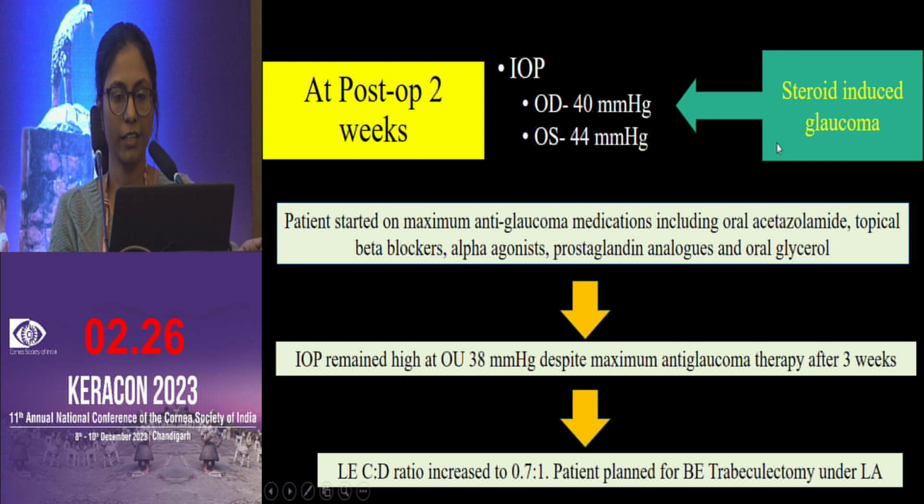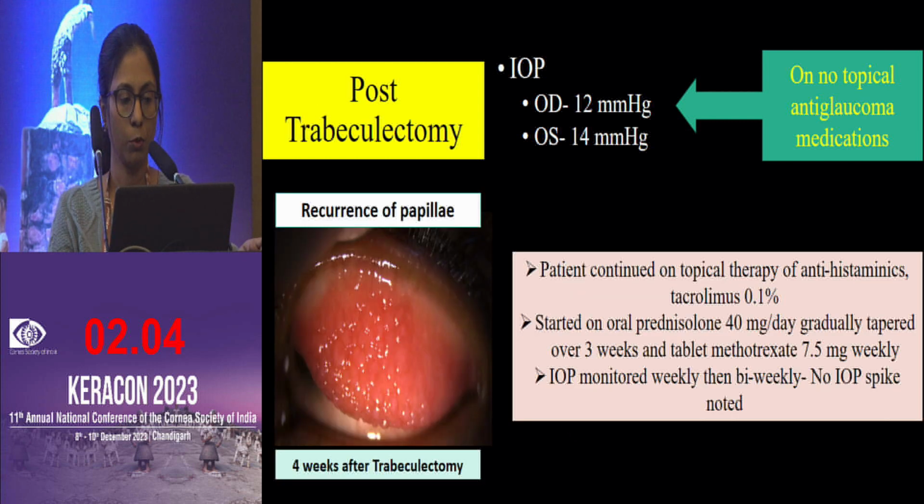Thus the patient was diagnosed as steroid responder, and he was treated on maximum anti-glaucoma medications. But the IOP still remained high despite maximum anti-glaucoma medications for 3 weeks, and there was also an increase in the cup disc ratio. So the patient was planned for both eye trabeculectomy under local anesthesia, and post trabeculectomy the IOP was under control with no topical anti-glaucoma medications. But we observed there was a recurrence in papillae and the inflammation at 4 weeks post-op trabeculectomy.